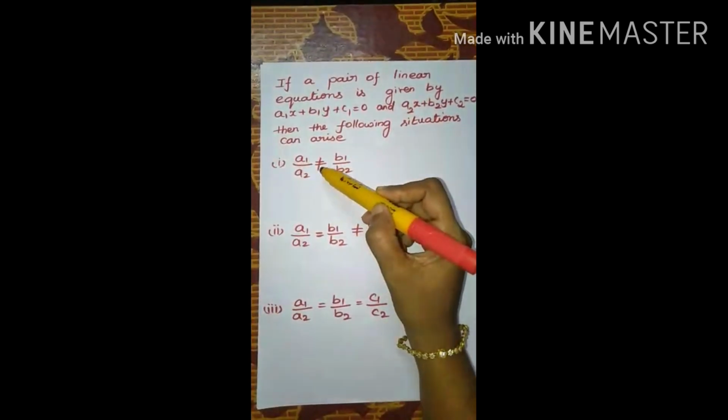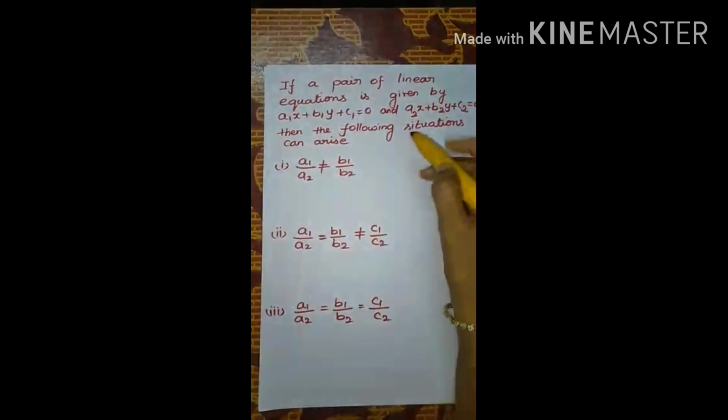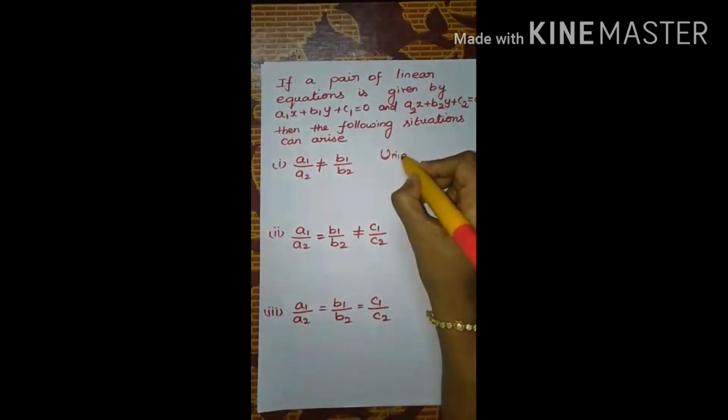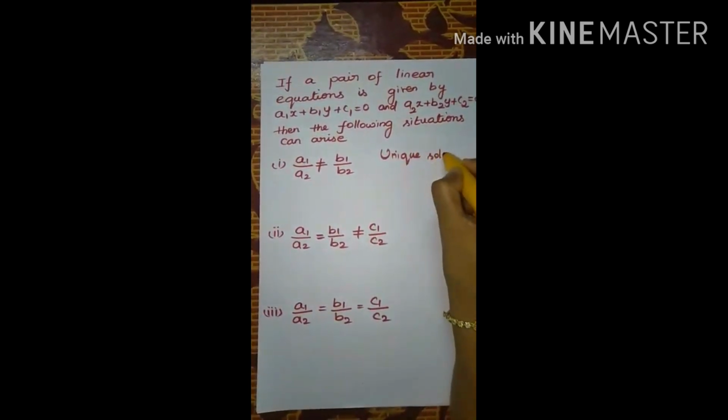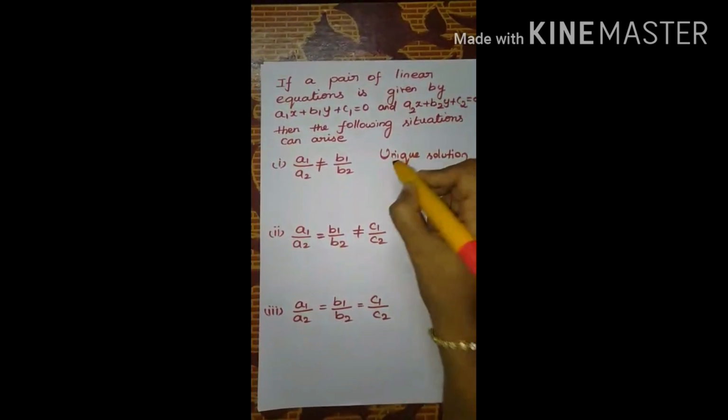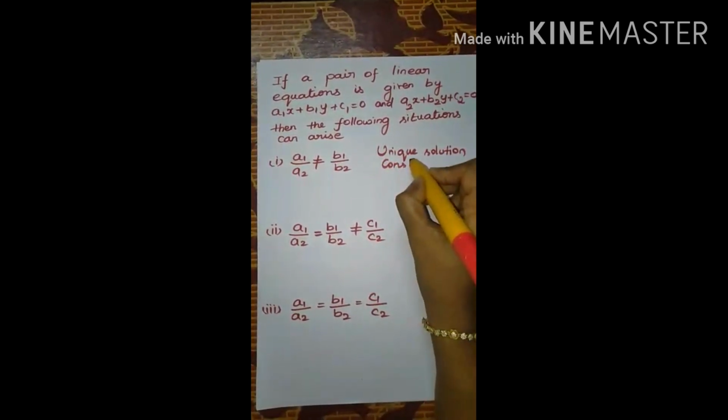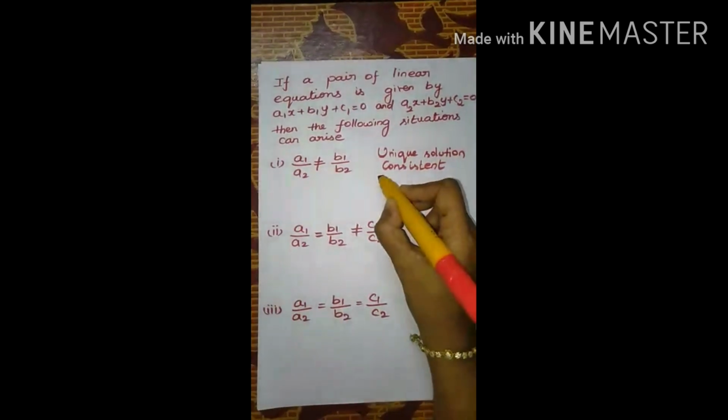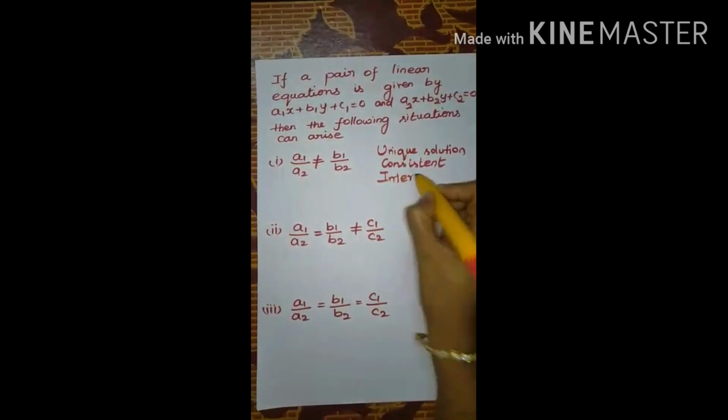Suppose a1 by a2 is not equal to b1 by b2, the result is a unique solution. We get only one solution. The next one is consistent. Intersecting lines.